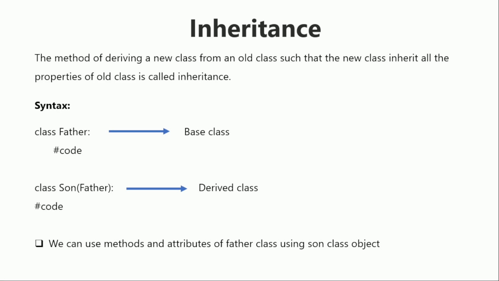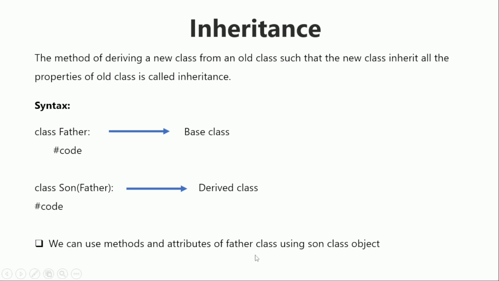The syntax is class father, which will be the base class, and class son, where we pass the father class as an argument to the son class, and this is a derived class. Both the classes will have a set of methods and variables. When you derive a class from its base class, you can access the variables and methods of the parent class and child class by creating a single object for the child class. So this is the method of inheritance.